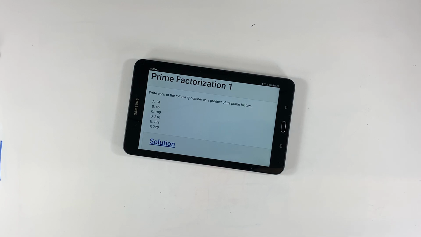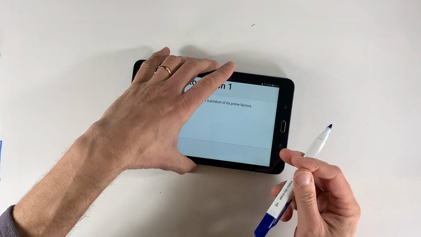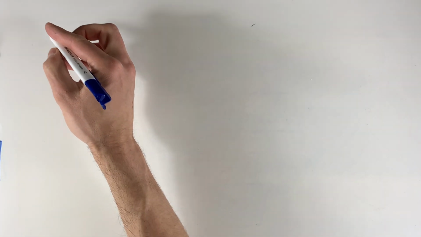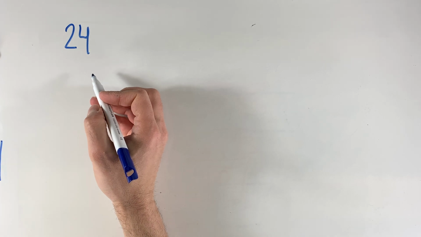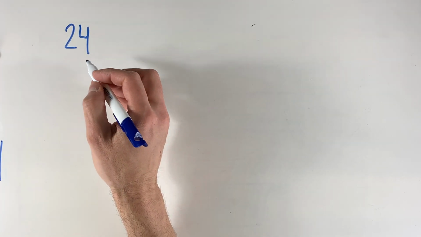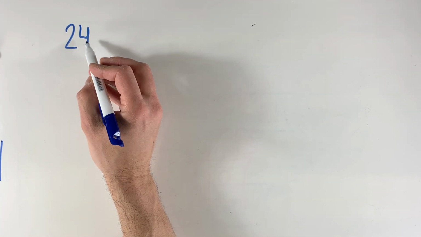Write each of the following numbers as a product of its prime factors. So let's start with the number 24. We are going to do a prime factorization. We're going to use two methods here. The first one is called the tree method.